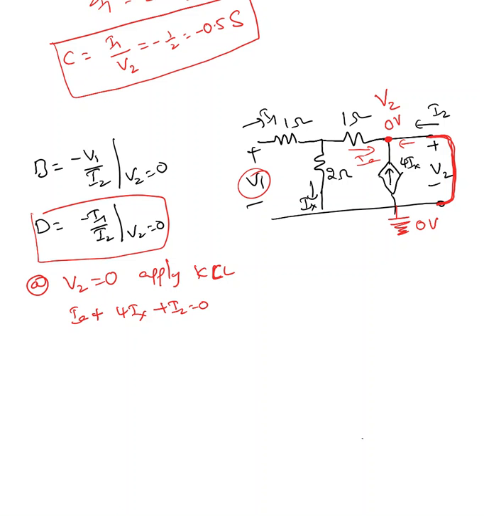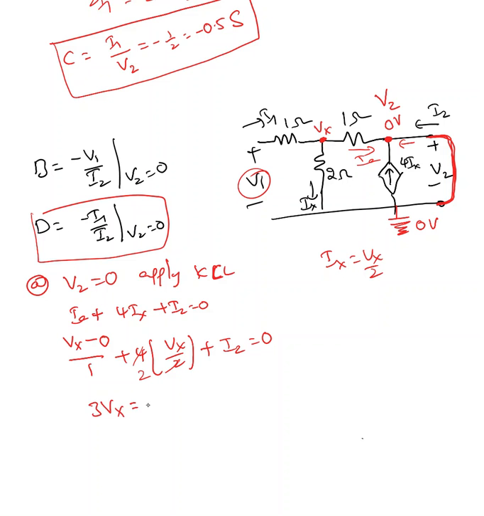So can I say Ia is nothing but, let me take the voltage here as Vx, Vx minus 0 over 1, plus 4Ix, I can say Ix equal to Vx over 2, so 4 times Vx over 2, plus I2. I'm going to keep I2 as it is, equal to 0. So I have 2Vx, so 3Vx equal to minus I2. And now I have an equation here.